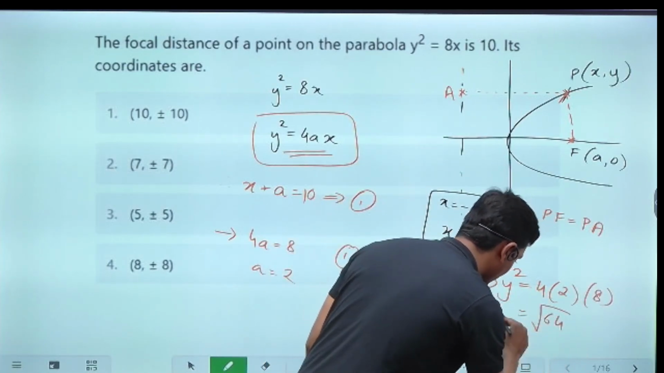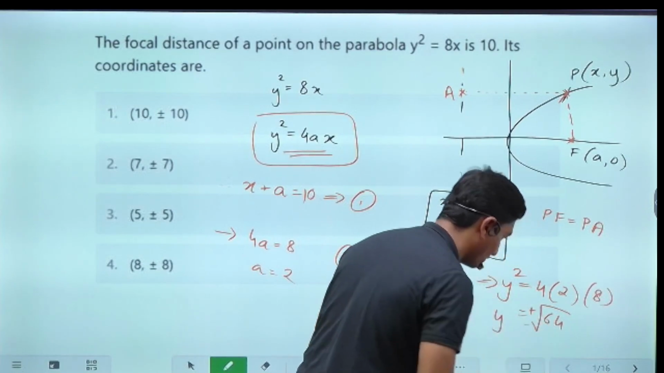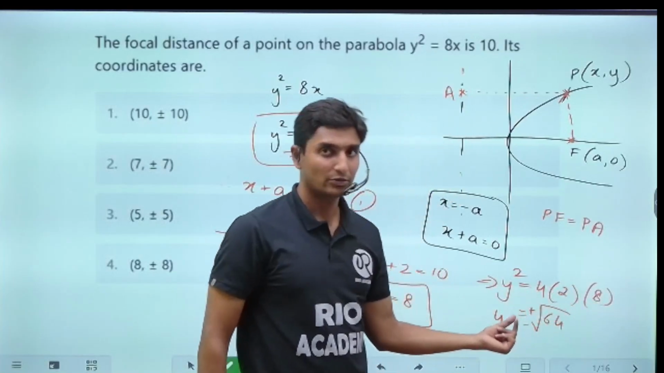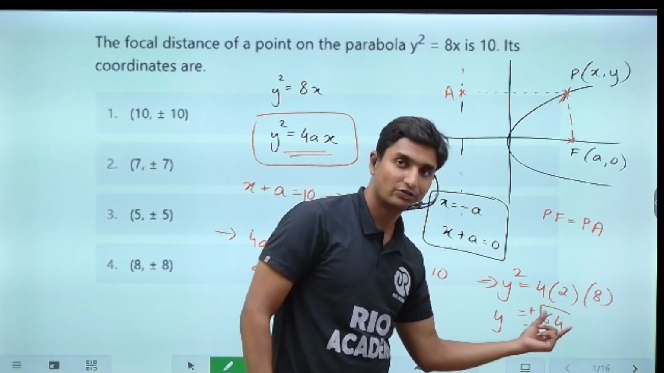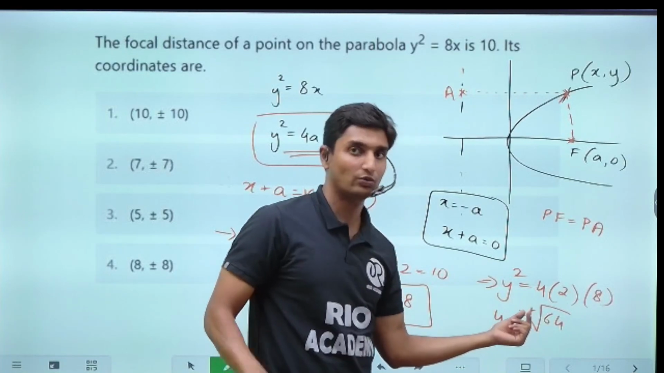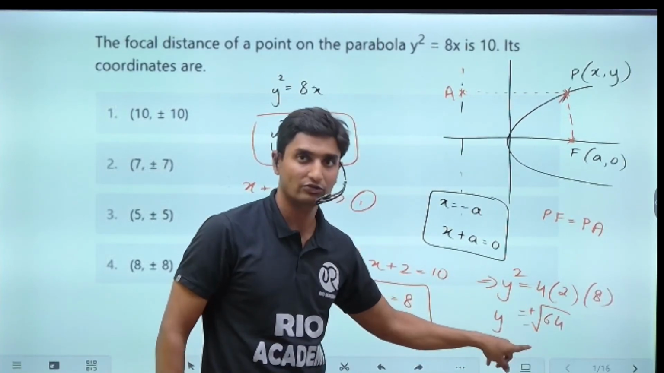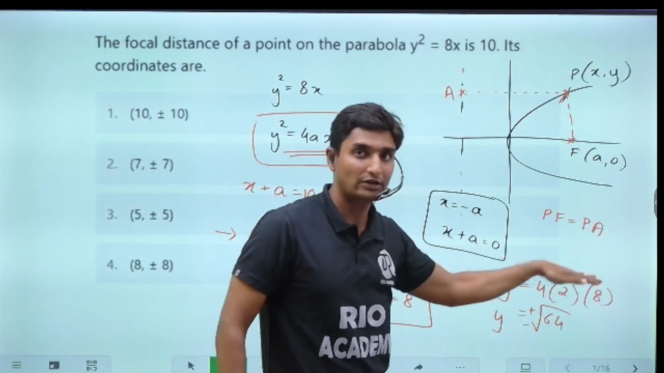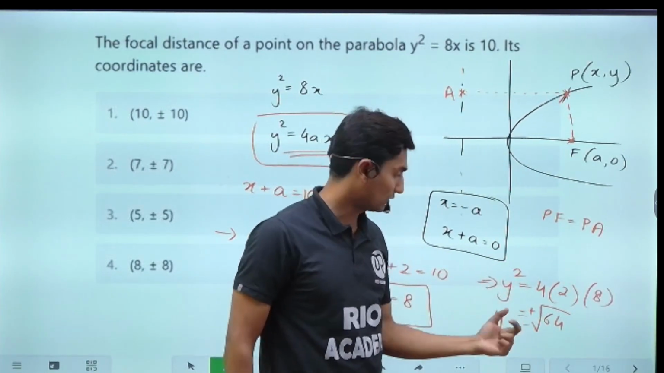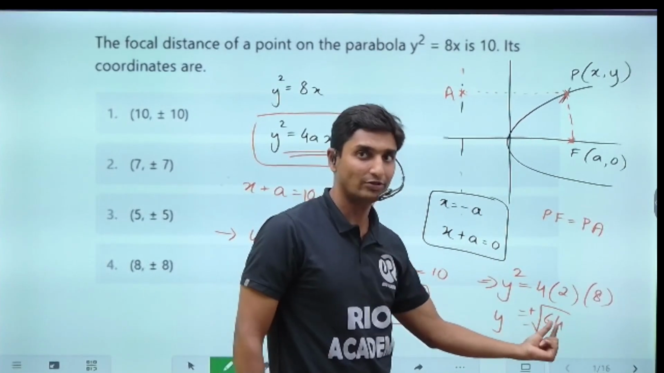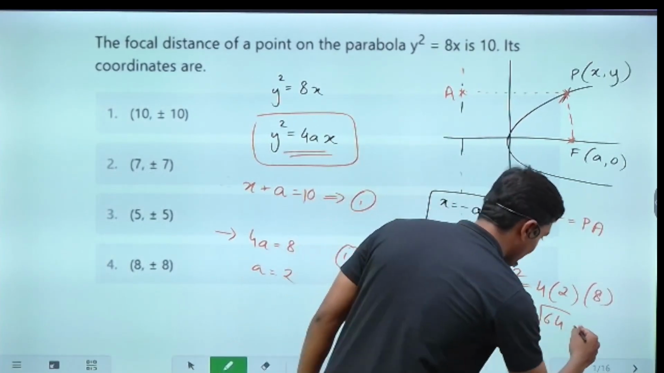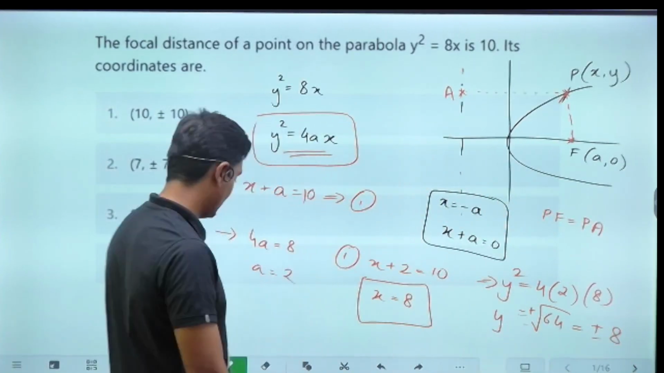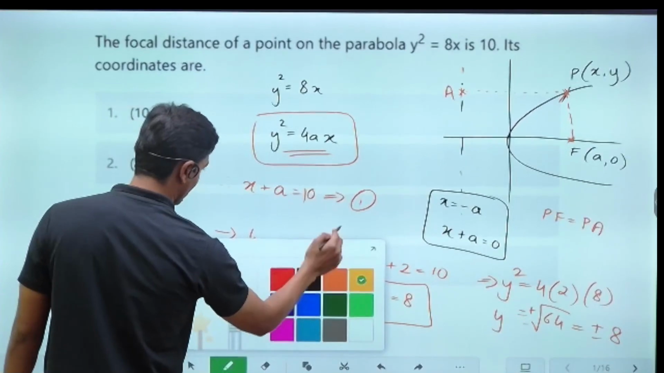So root of 64 will be the value of y. Of course it will be plus or minus. As we are taking the square root, we are going to consider both the positive sign and negative sign, because we are not really sure whether the point lies in the first quadrant or the fourth quadrant. So we take both conditions here. The value of y is plus or minus 8, since root of 64 is 8.